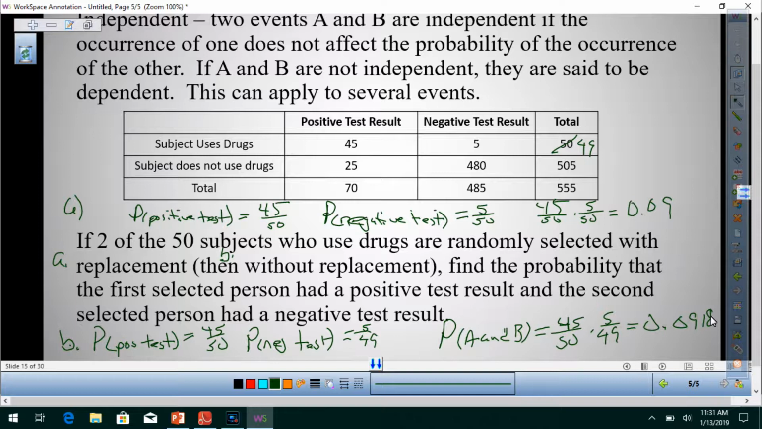We must adjust the probability of the second event to reflect the outcome of the first event. So hence that's why the equation is the probability of A times the probability of B given A. That's why we have that, because without replacement, your population has decreased. Okay.